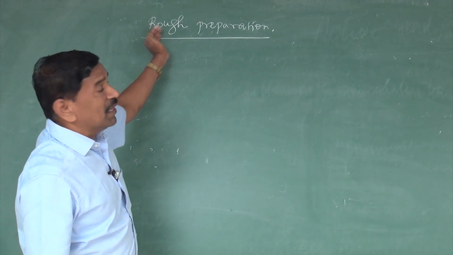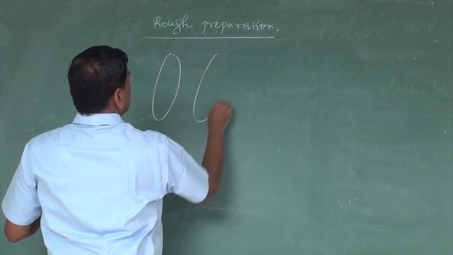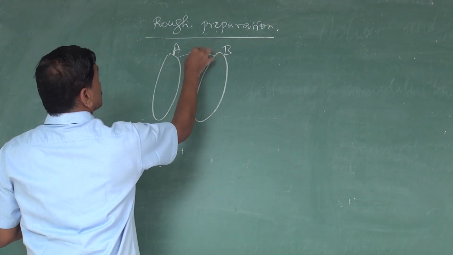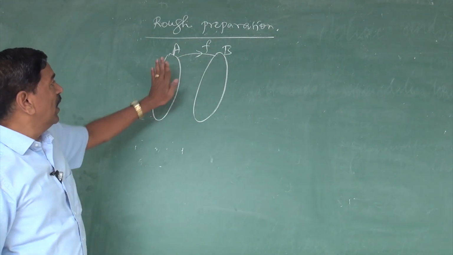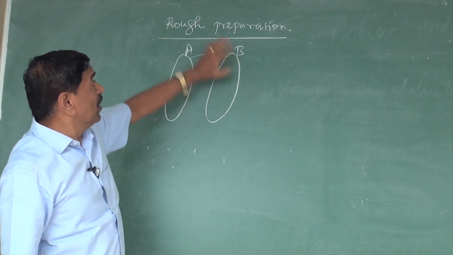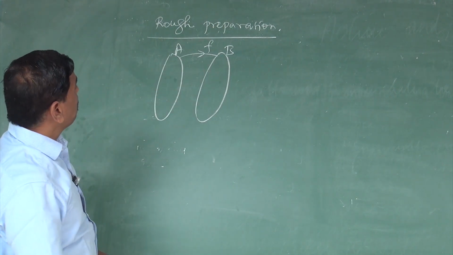Now let us prepare rough preparation. For example, A set, B set, and let f be a function from A to B. This is rough work, rough preparation for our further study.